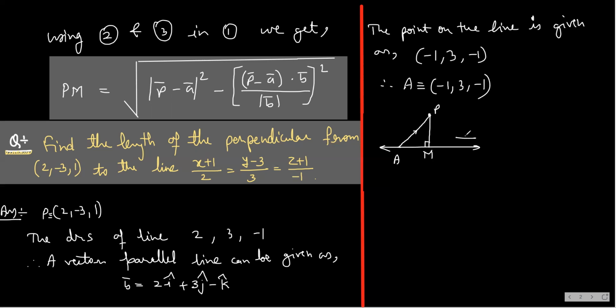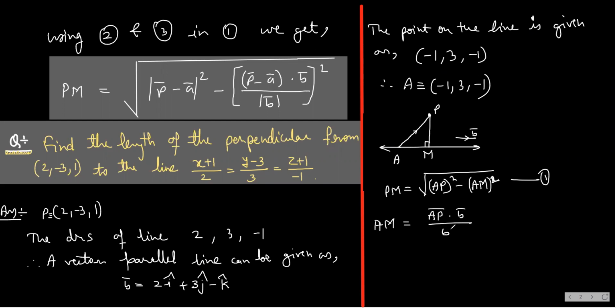Now you know this is vector B bar. What you will do is take the projection of AP bar on B bar, so that you get AM, the magnitude of AM. Before that, you write the formula. PM is square root of AP square minus AM square. So you will now find AM. What is AM? AM is the projection of AP bar on B bar. So it is AP bar dot B bar upon mod of B bar.